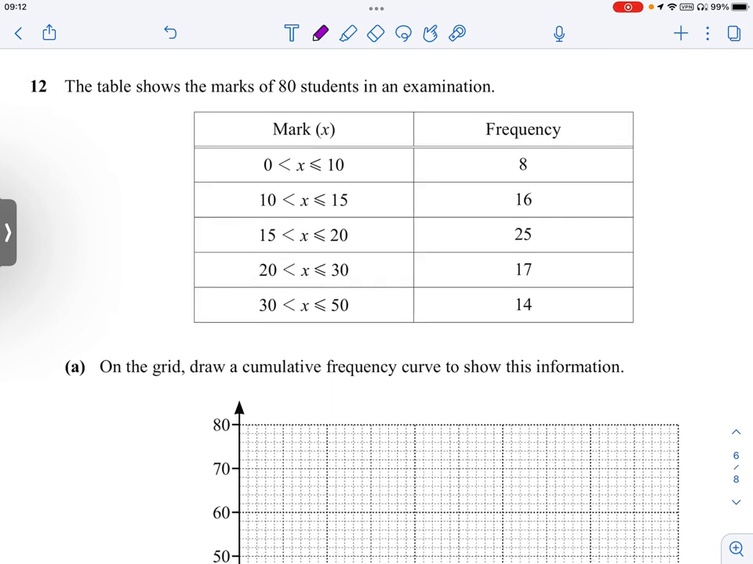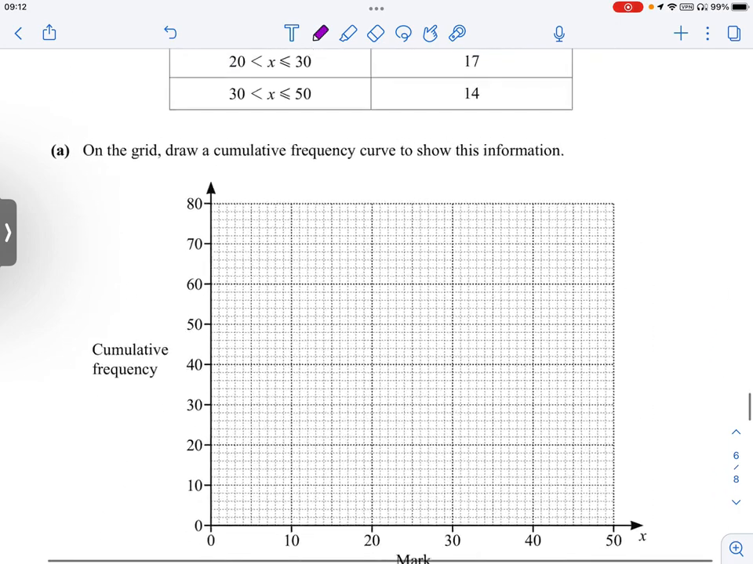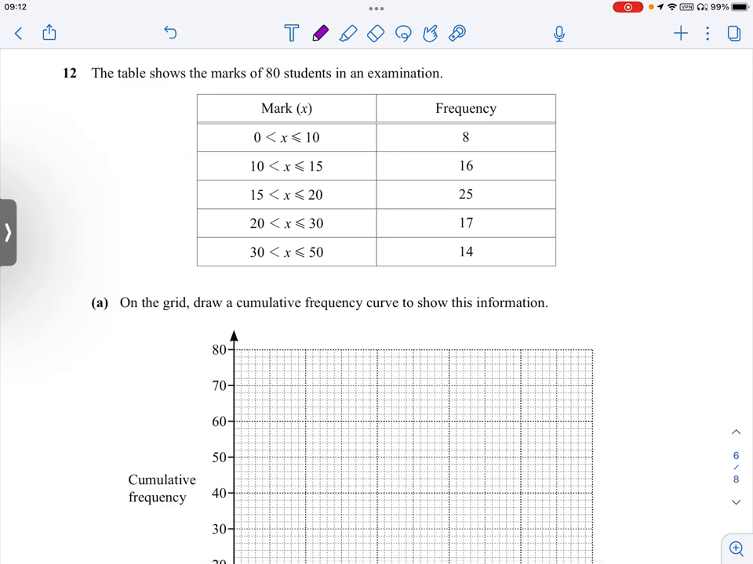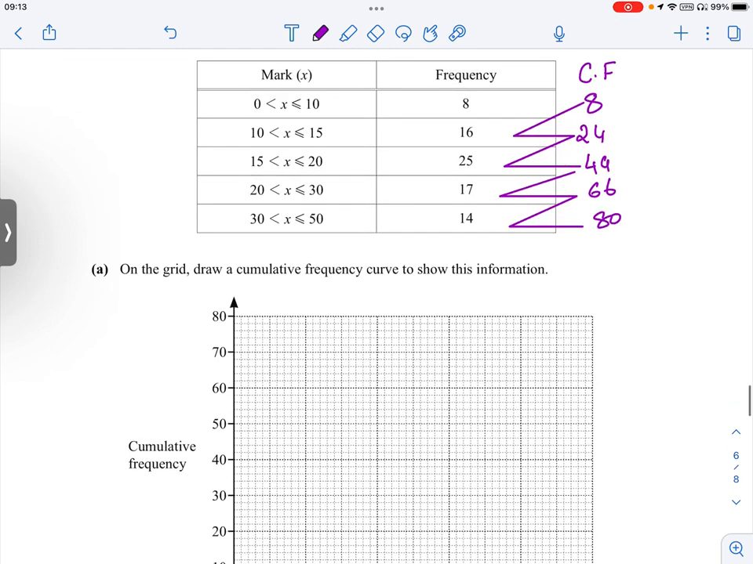Now question number 12. The table shows the marks of 80 students in an examination. On the grid below, draw a cumulative frequency curve. So for cumulative frequency, first of all, we have to find the cumulative frequency. 8 plus 16 is 24. Then 24 plus 25 is 49. 49 plus 17 is 66. And 66 plus 14 is 80. So I got the cumulative frequency.